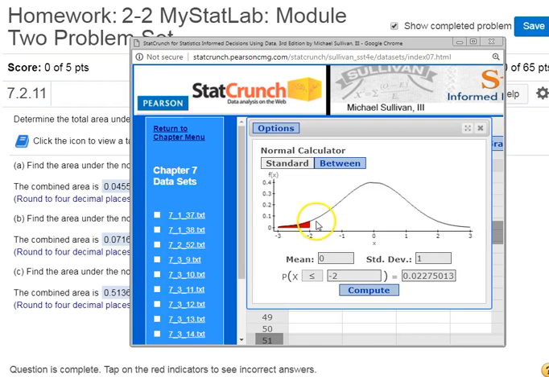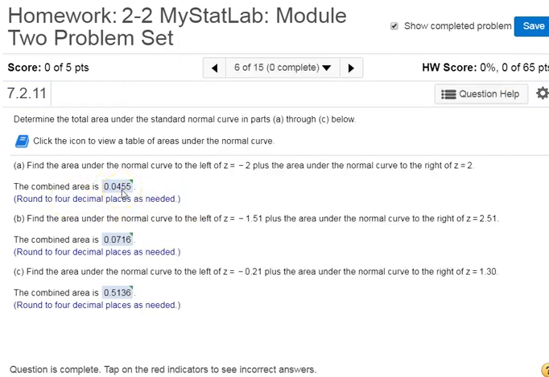By symmetry, the probability of being to the left of -2 is exactly the same as being to the right or above +2. And you can see that if you switch this to greater than +2, that looks exactly the same as what we had with less than -2. And so you can just calculate one of these and then double it. So if we double that value, we get the combined area of being either left of this z-value or to the right of its opposite z-value.